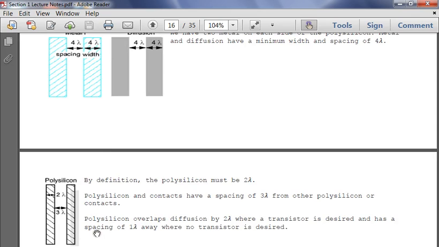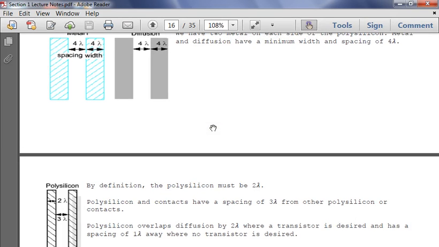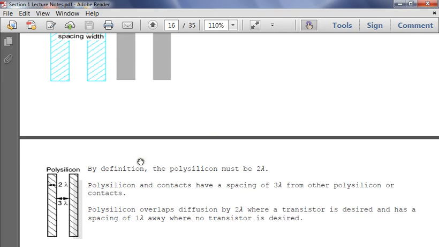Okay, so this is an example of when the polysilicon is in the transistor. If we're building a NAND gate, I can zoom in a little bit here. Okay, so this is a polysilicon. The polysilicon, by definition, is 2 lambda because that's the feature size. And when it's in the transistor, they're going to be 3 lambda apart.